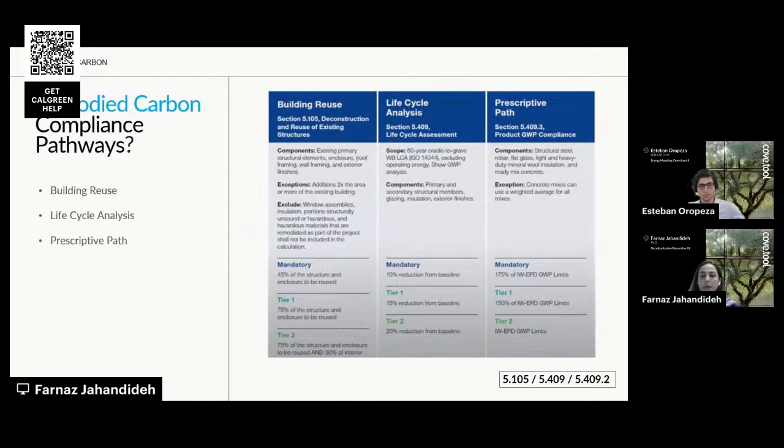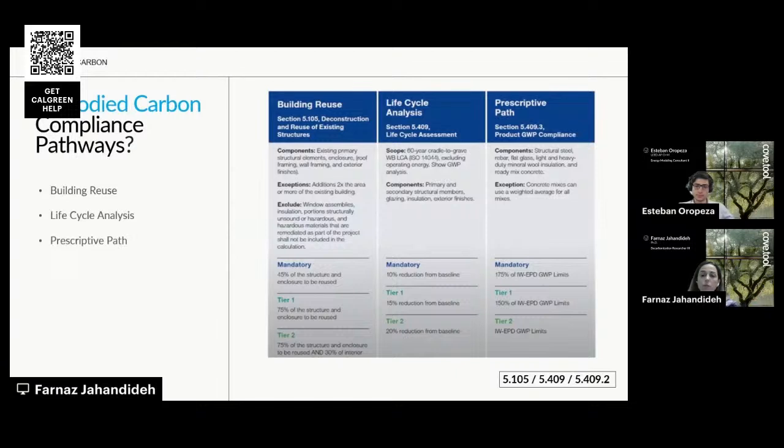The second path is the whole building life cycle assessment. So to use this one, you need to build a model like an energy model, but instead of energy usage, you are measuring embodied carbon. So this is looking over a reference study period of 60 years, and you're looking at the same material as the building reuse method. Except this time you are including the glazing material and insulation.